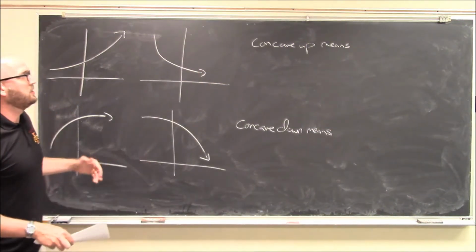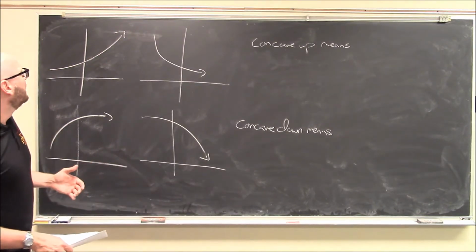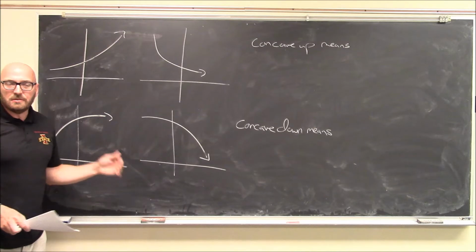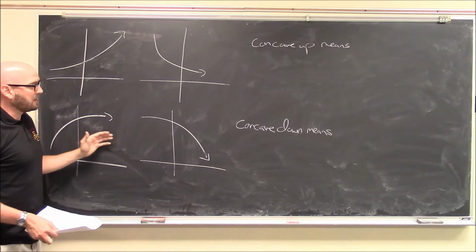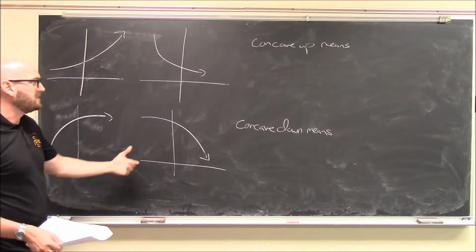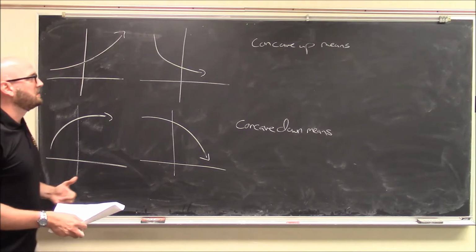So what you can do now is hopefully recognize from the shape of a graph whether it's concave up or concave down. And I've given you this formal definition: concave up means it's always above the tangent lines, and concave down is the graph always lives below the tangent lines. But the way you should really be thinking about this is in terms of rates of change.